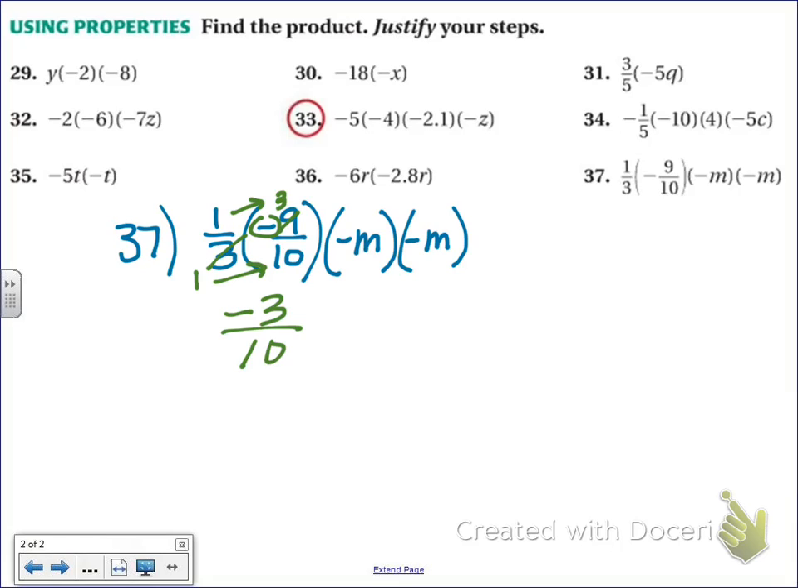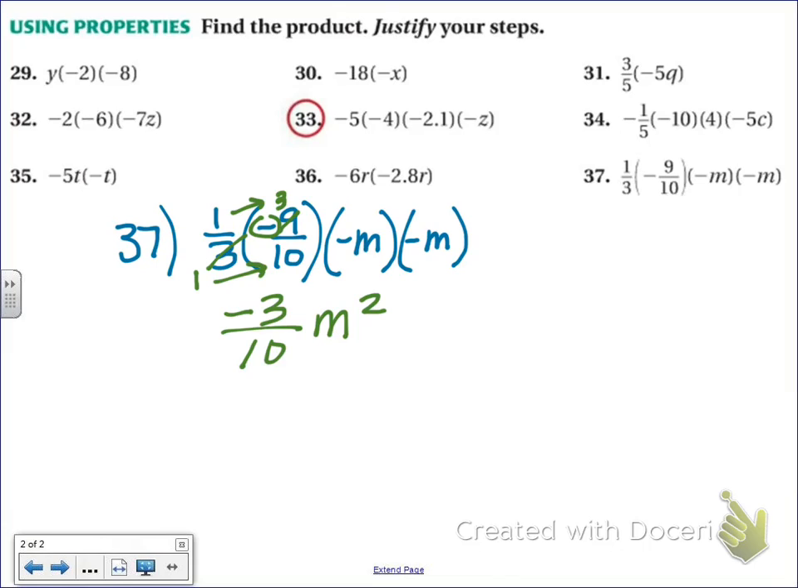So I have a negative times a negative, which I know will be positive, okay? But m times m will equal m squared. So when you multiply with variables, if you count up how many variables you have, 2 m's, so it becomes the exponent. But again, you only do that when you're multiplying or dividing with variables.